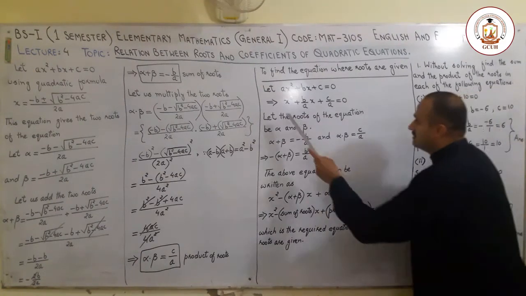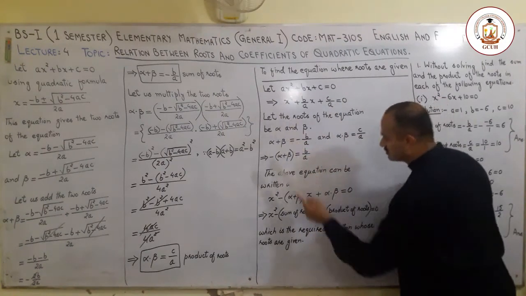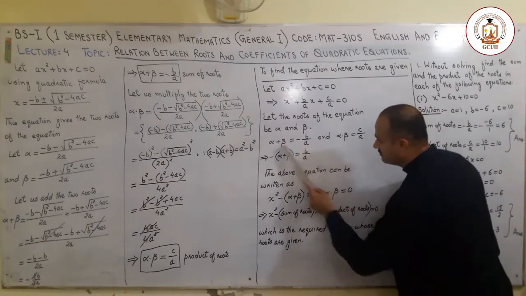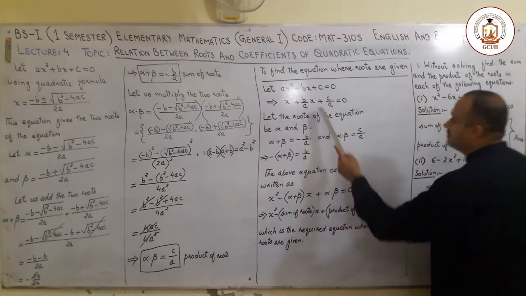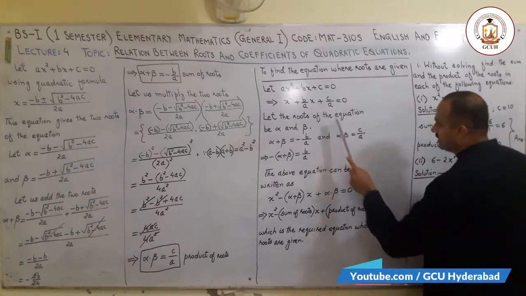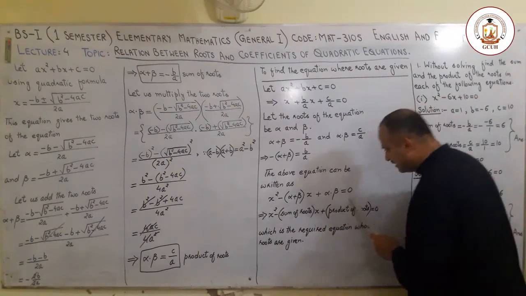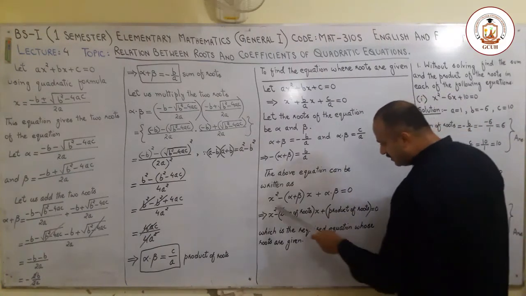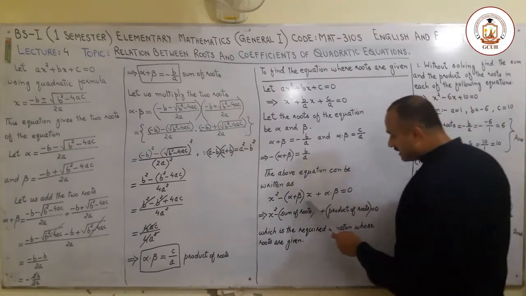So instead of c upon a we have the roots alpha into beta. The above equation, which is written here, now becomes x square minus, instead of b upon a we write minus alpha plus beta times x plus, instead of c upon a we write the product of roots, alpha into beta, is equal to 0. So this is the formulation. When we are given two roots of any equation, we use this formula to find that equation whose roots are given.